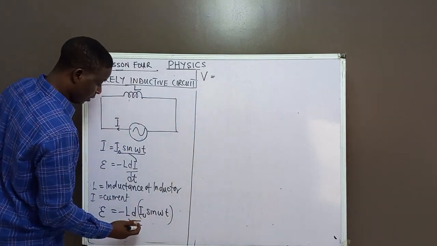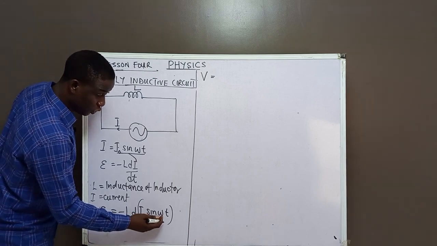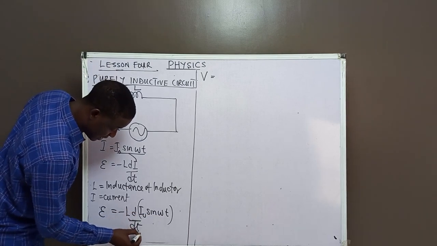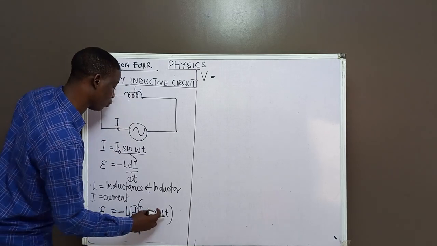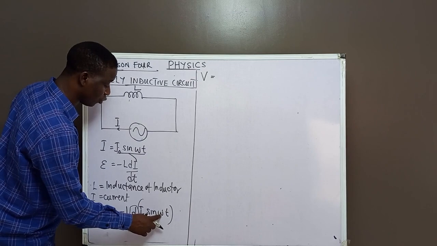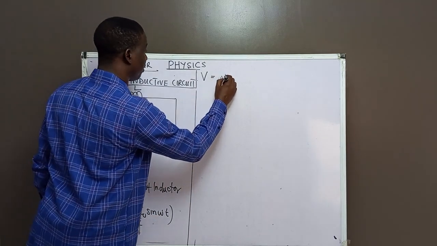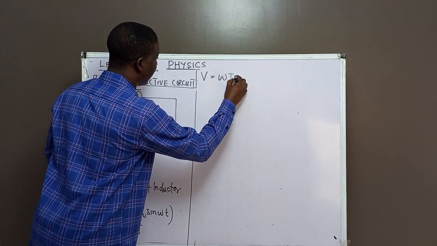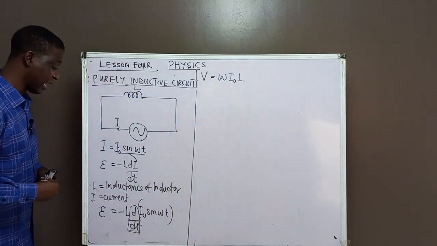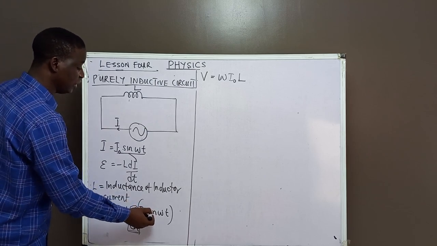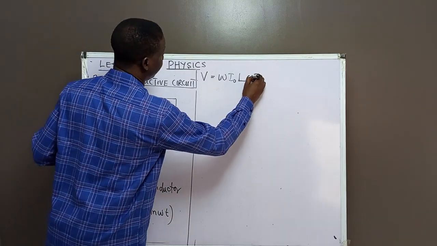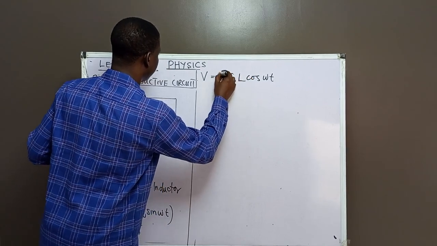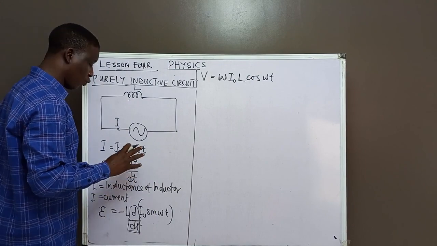Then differentiate this one. If you differentiate sine omega t, we have omega come out, multiplied by I naught and L at the back. Anytime you see this symbol, it means to differentiate. When you differentiate sine, what you are going to have is cos omega t. Please take note of that. Cos omega t.